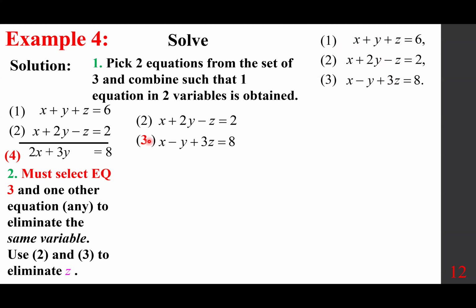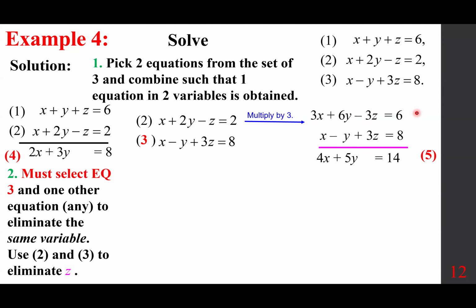So 3 is fine. Number 2, if we multiply by 3, this one repeats. This one is now 3x plus 6y minus 3z equals 6. You add up each side. These two cancel each other. These two become 4x. These two become 5y. These two become 14. And we call it equation number 5.